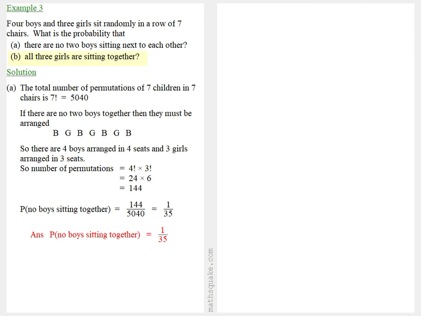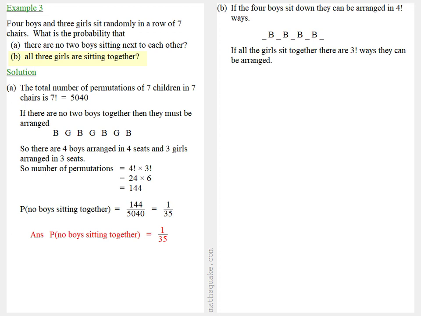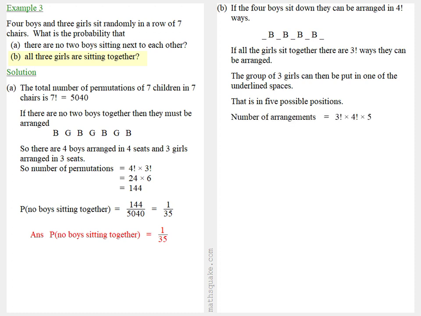Now in part B, we're asked, what's the probability that all 3 girls are sitting together? Well, if the 4 boys sit down, they can be arranged in 4 factorial ways. Now we've got a diagram of the boys with underlined spaces between them. If all the girls sit together, there are 3 factorial ways they can be arranged. Now the group of 3 girls can be put in any one of the underlined spaces. That is, in one of 5 positions. The girls can be arranged in 3 factorial ways, because there are 3 girls.